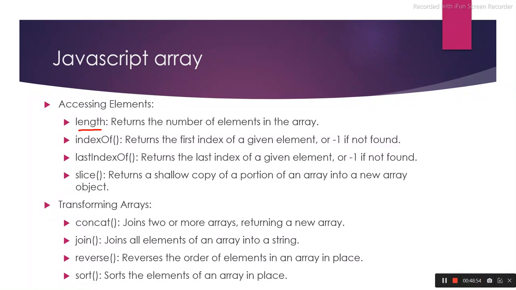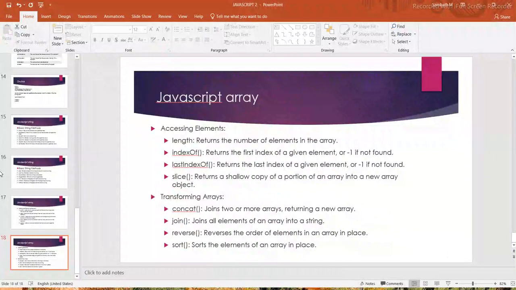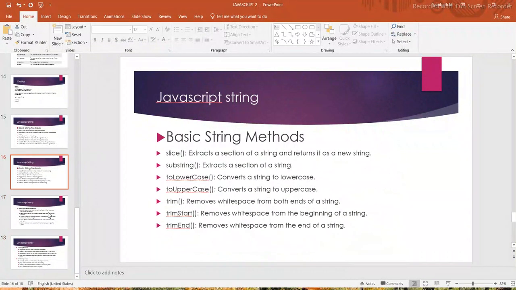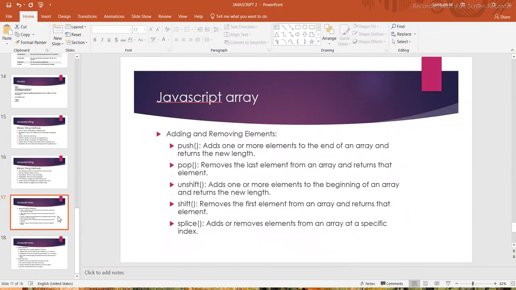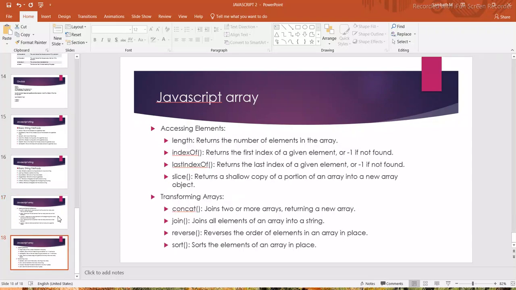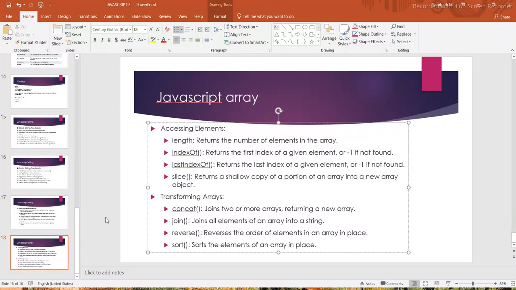Then reverse the elements in the array. Then sort will arrange the elements in ascending order, or descending order based upon the value you are giving. Okay, so that is about the array object. So these are all the different kinds of objects we have in JavaScript.